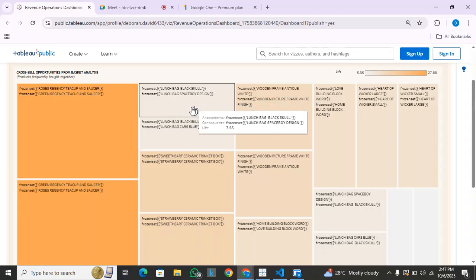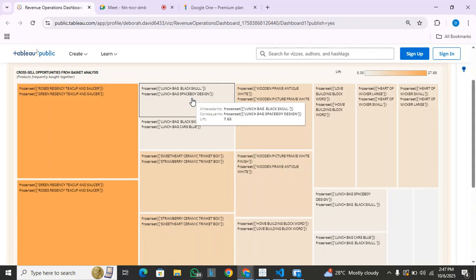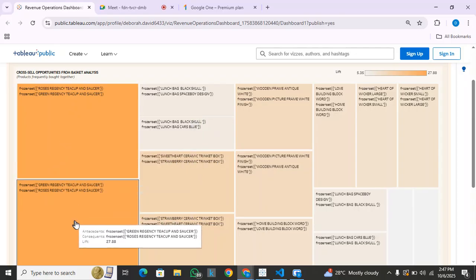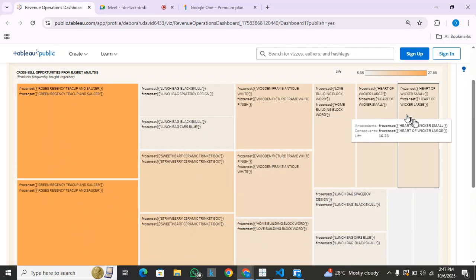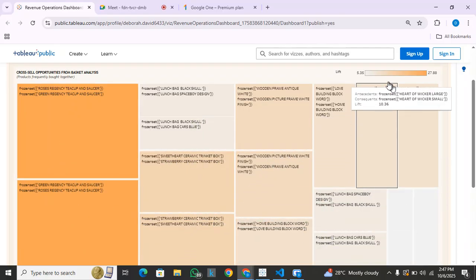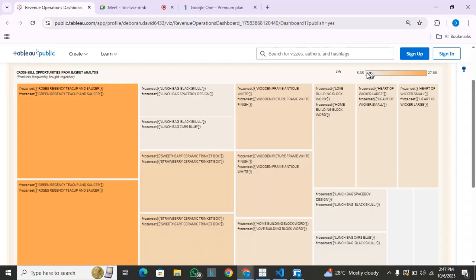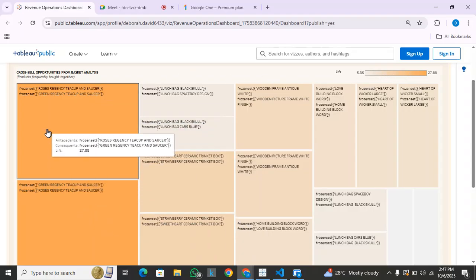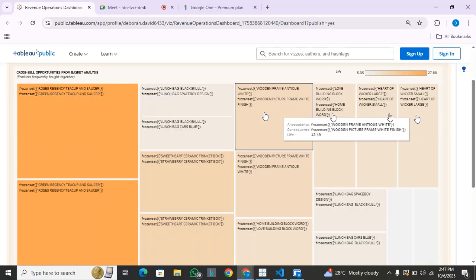They are bought with each other, but the lift is not strong. That is, the probability of that happening is low compared to this. That's why this is darker, followed by these, and then these are lighter. So this is like a guideline for that.